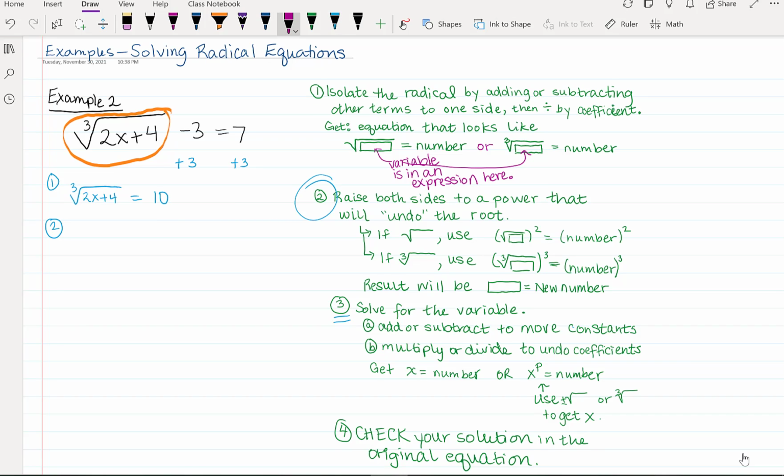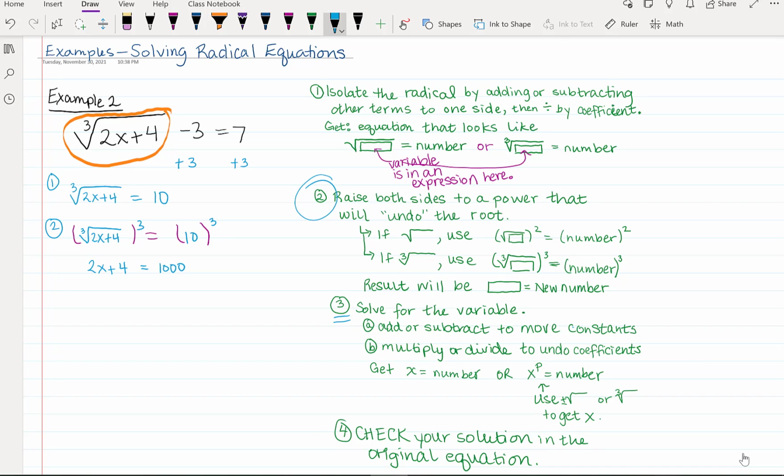I'm going to raise both sides to the same power. Because I have a cube root in this case, I need to raise something to the third power to undo that cube root. Cube of my left-hand side equals cube of my right-hand side. What does that leave me with on the left? Just the thing under the root, 2x plus 4. And on the right, 10 to the third power, that's 10 times 10 times 10, which is 1,000.